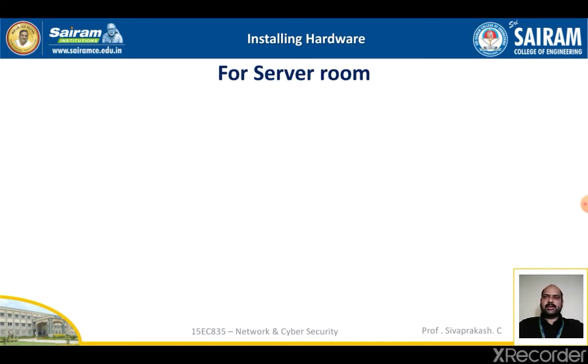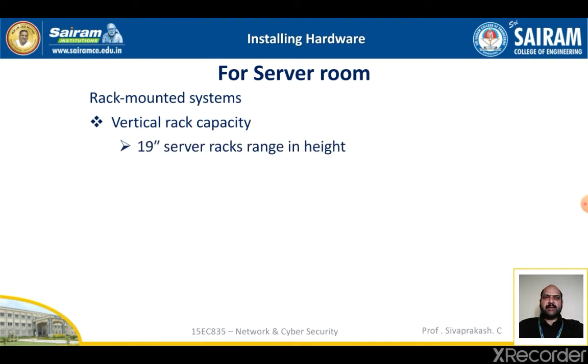Let's discuss the server room. For a server room, rack mounted systems generally come without a monitor or a keyboard. And here the vertical rack capacity is measured in rack mountable units. Usually standard 19 inch server racks range from about 3 inches to nearly 7 inches in height and 3 inches in depth. 19 inches is the outside width of the mounting brackets.